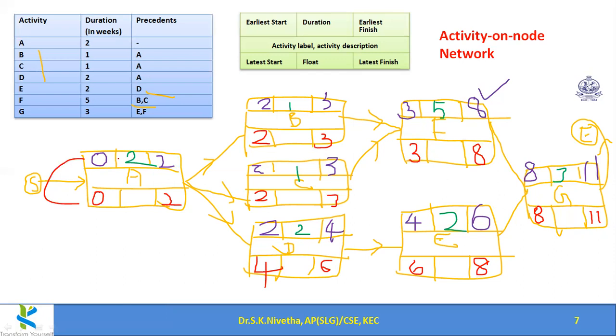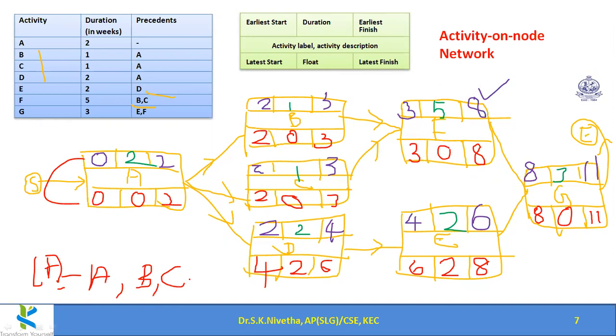Now calculate the float value. 0 minus 0, 0. 2 minus 2, 0. 2 minus 2, 0. 4 minus 2, 2. And here 3 minus 3, 0. 6 minus 4, 2. 8 minus 8, 0. So which are the critical activities? A is the critical activity. B, wherever float value is 0, those are critical activities. A, B, C, then F and G. A, B, C, F and G.